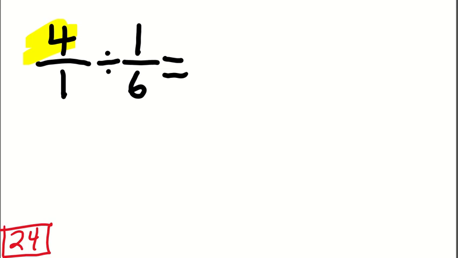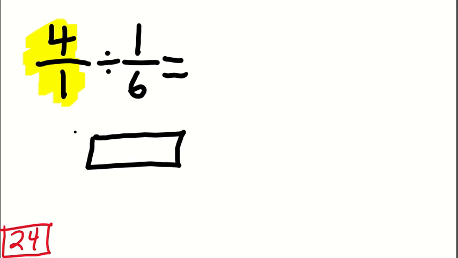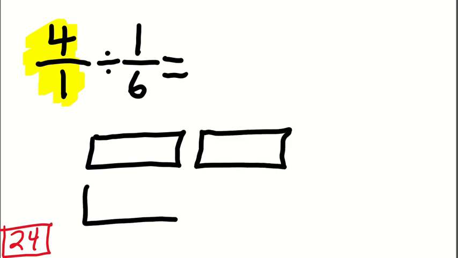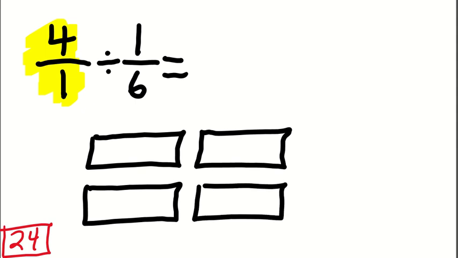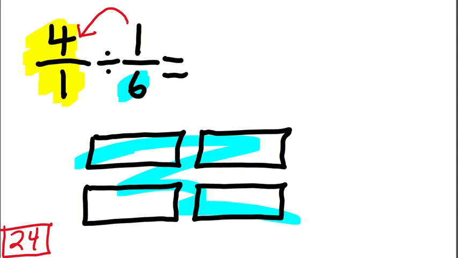4 can be represented by 4 candy bars, 4 whole candy bars. So here's the first one. There's the second one. Here's the third one. And the fourth and final candy bar. Okay, now, as always, I want to see how much this guy goes into that. Okay, how many times will 1/6 go into 4 wholes? Well, because I'm dealing with sixths, I need to split these all up into 6 pieces individually.